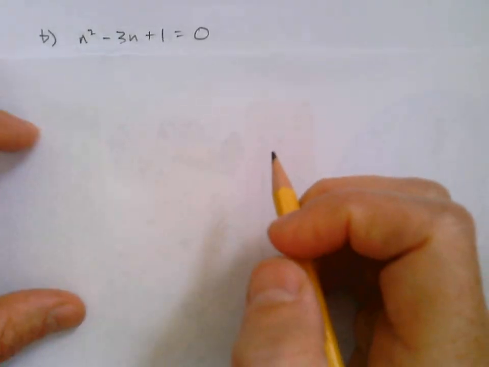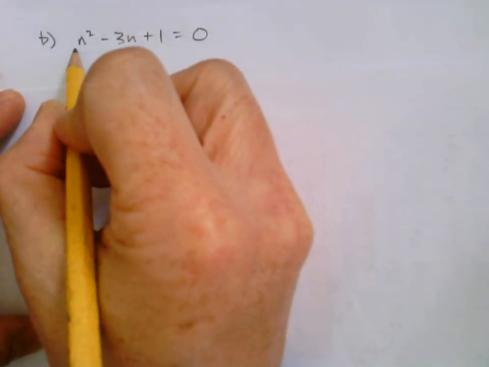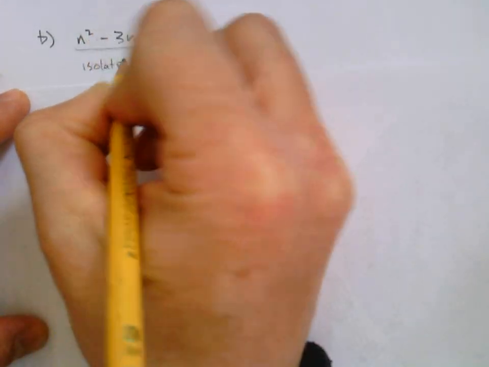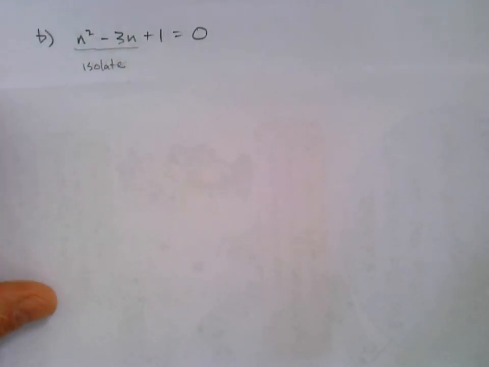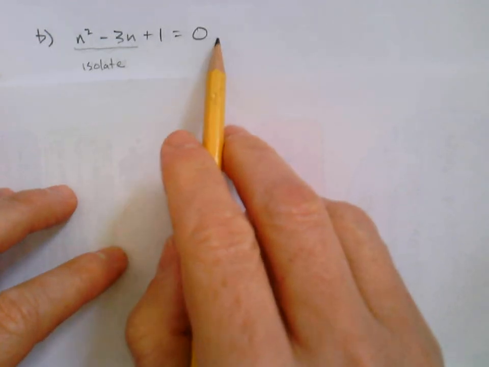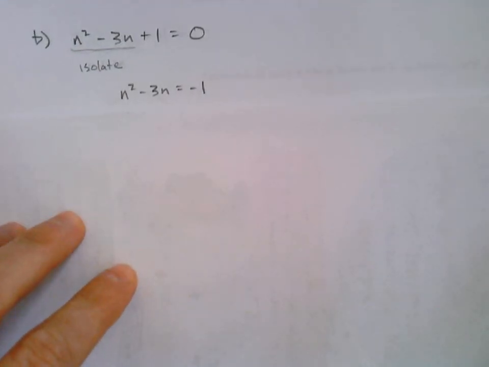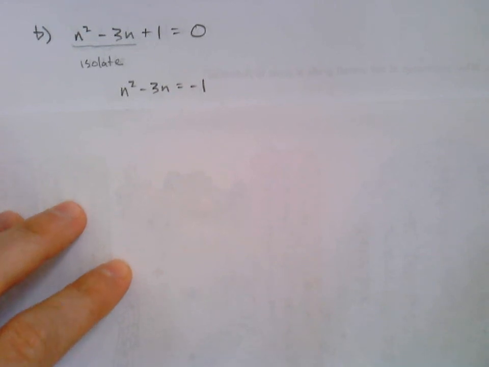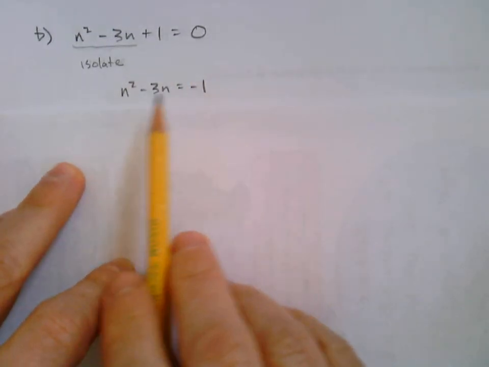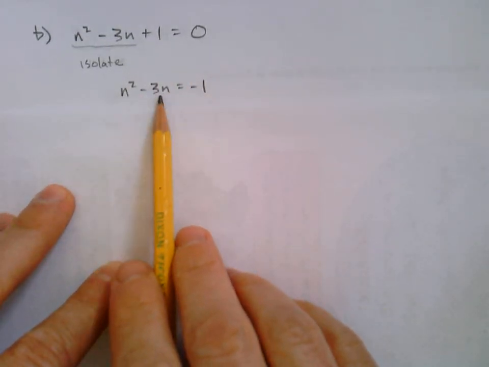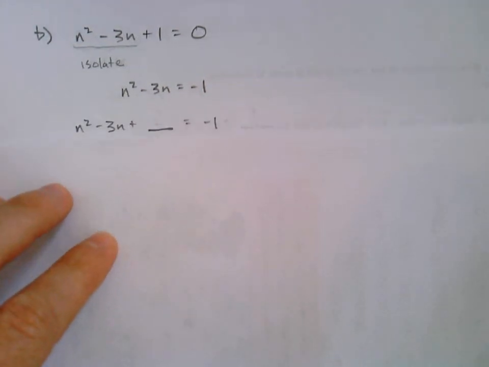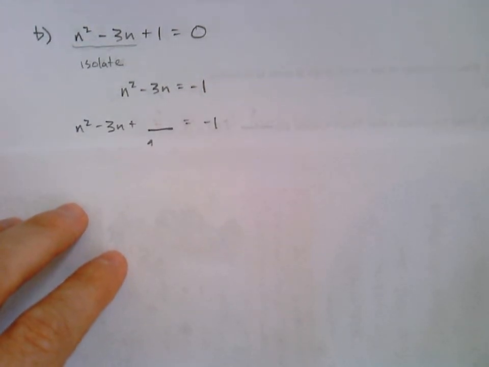First thing we need to do is isolate both the n squared and the minus 3n. So we're going to subtract the 1 here at this first step, giving us that. Why do we need to subtract the 1 to get started? Because we're going to complete the square here. The next line would be this.